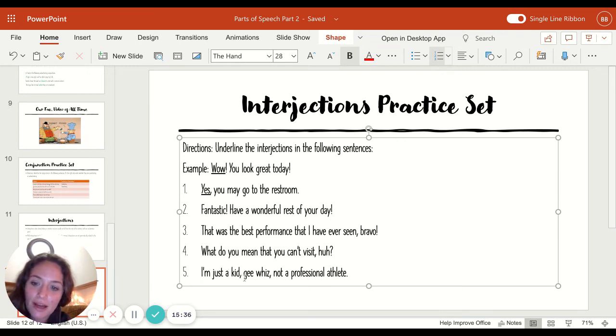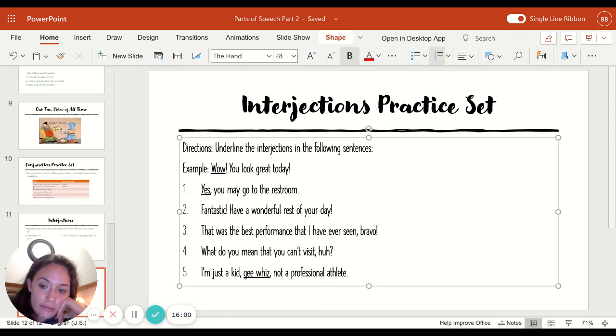So gee whiz is a mild interjection, right? It is separated by 2 commas. So we're going to underline that. And then go ahead and do number 2 through 4. And you have finished the other 4 parts of speech. Please go ahead and do our parts of speech little quiz so I can see where you are at.